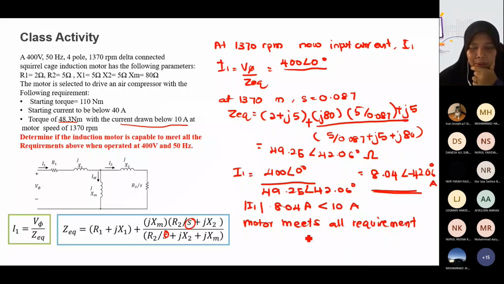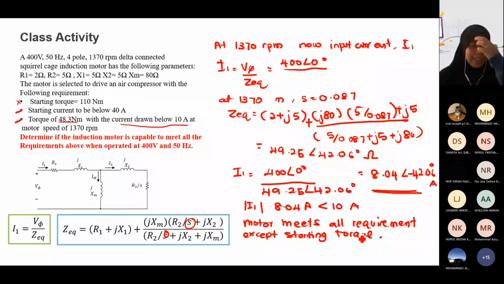So motor meets all requirement except starting torque. Okay? Except for the starting torque. Okay, so kita dah calculate. So the motor boleh run tapi except for the starting torque, it is lower than the requirement starting torque. So later kita tengok what we can do. Okay? So boleh faham tak up to here?